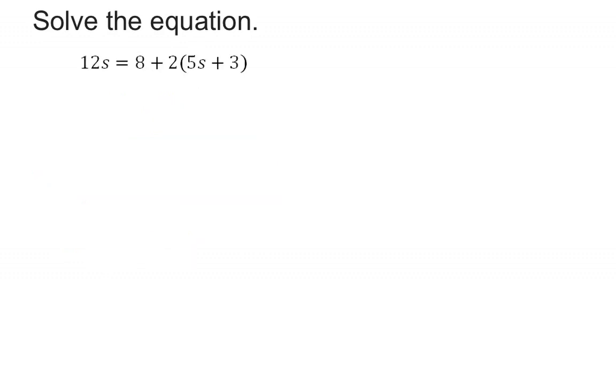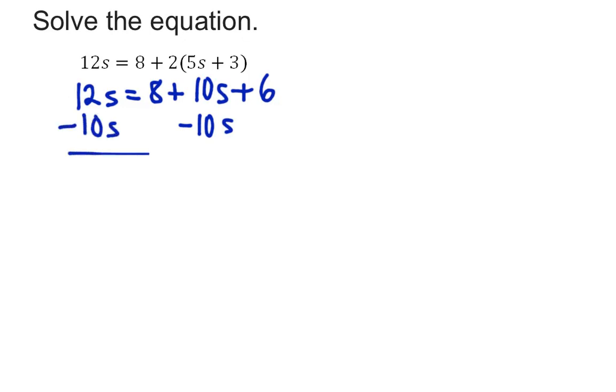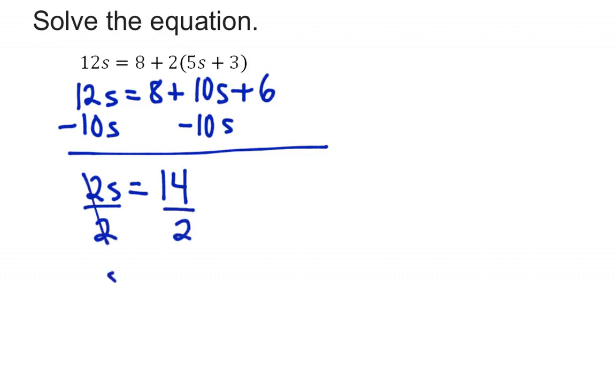In this problem I need to distribute and then get my like terms on the same side before I can actually do the 2 steps. So 12s equals 8. Distributing the 2 gives me plus 10s plus 6. I've got variable terms on both sides. I'm going to get rid of the smaller one. That's going to give me 2s equals, and right now I'm actually going to combine my constants on the right to make 14. Now I've only got one step left, and s equals 7.